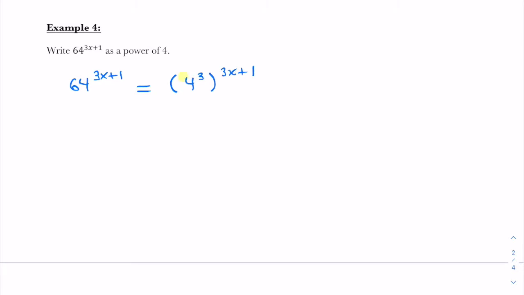So once again, I've just replaced the base of 64 with 4 to the exponent 3. All right, carrying on, we have to simplify the right side, so we'll use our power of a power rule here. Remember, that means multiply the exponents. So I'm explicitly writing out multiplying the exponents. And then you can simplify the exponent by distributing the 3 into the brackets. Final answer being 4 to the exponent of 9x plus 3. And that's how we've succeeded in writing this expression as a power of 4.